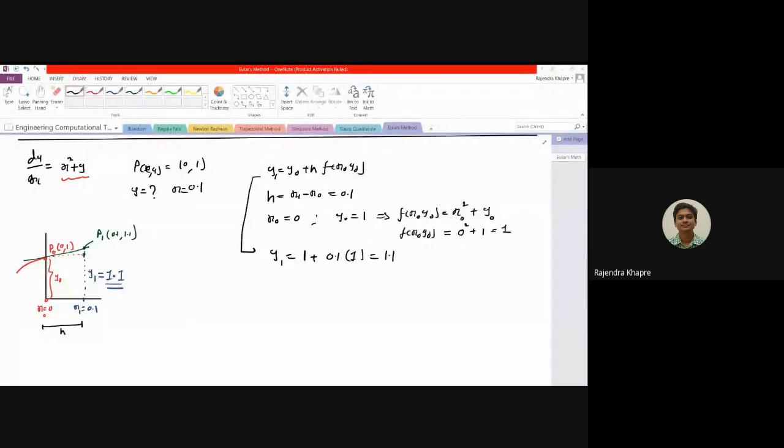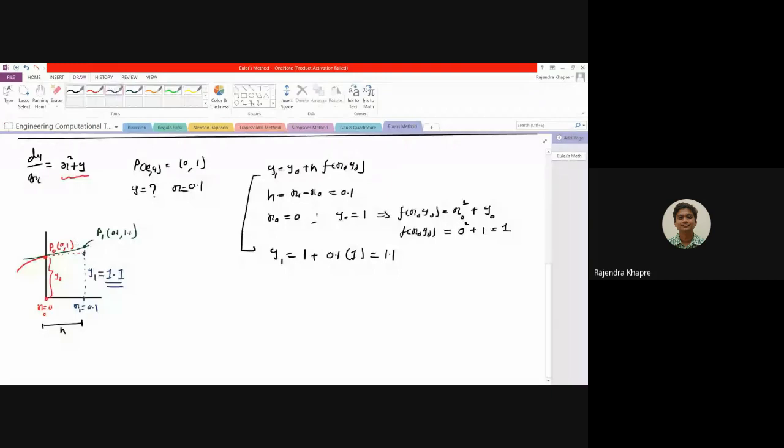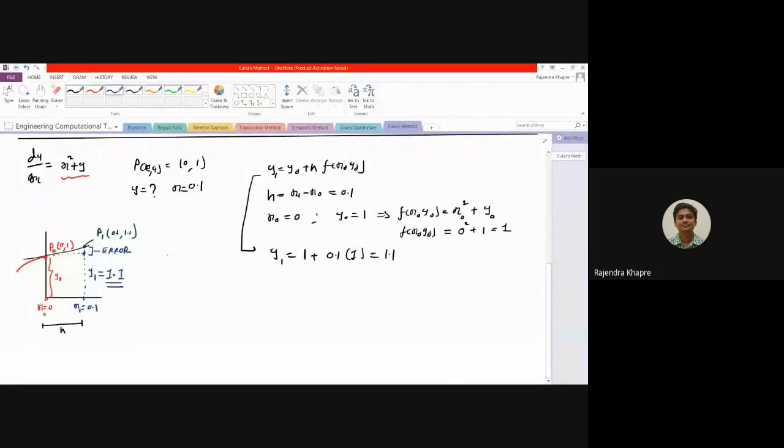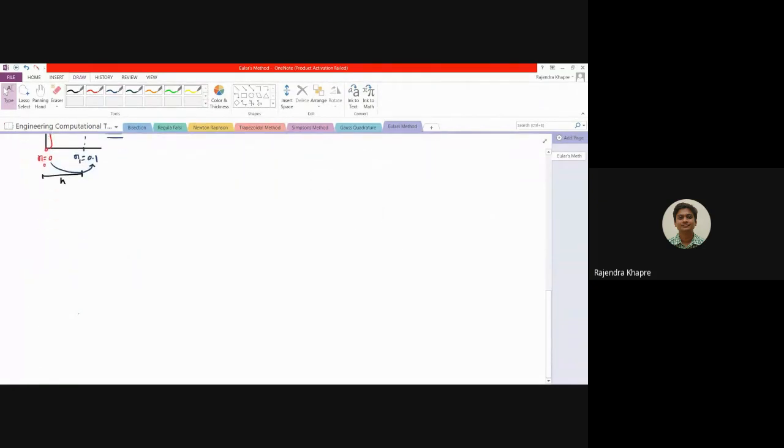Yes, sir. Okay, but here you see we have a significant amount of error, which can also be seen in the figure. This is nothing but your error. We have to reduce this error. In order to reduce it, in place of directly jumping from 0 to 0.1, we can have intermediate values. Let us see how to do this with the help of another iteration.